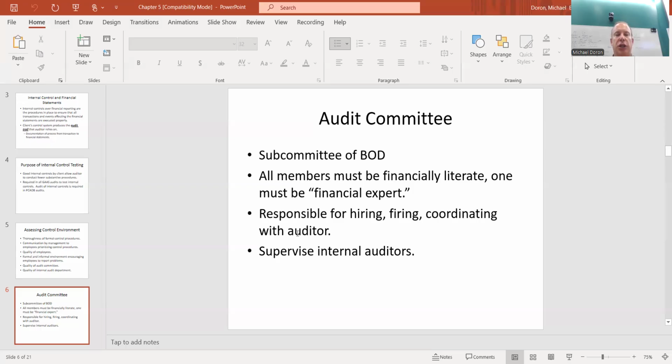We already talked about their job. They are responsible for hiring, firing, and coordinating with the auditor. They're who the auditor reports to when there are problems. And they are supposed to be supervising the internal audit department.